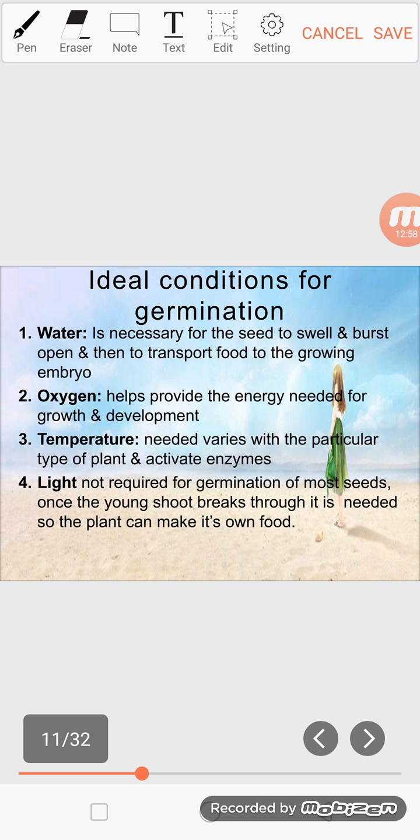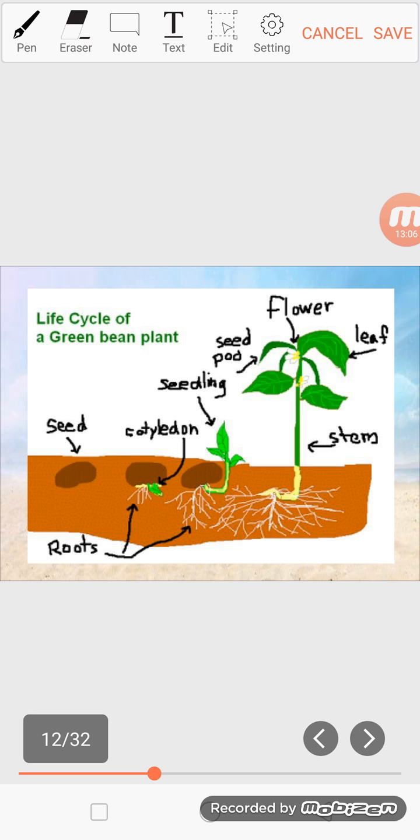They have to make their own food. So what happens when they want to make their own food? They need light, okay, for the photosynthesis. Okay, so this is the life cycle.